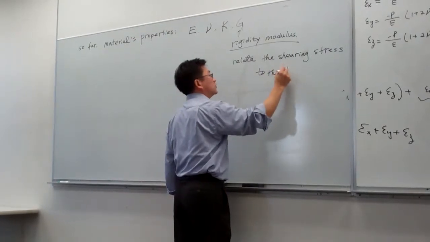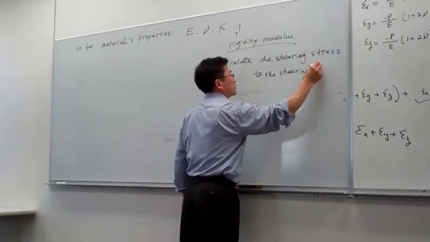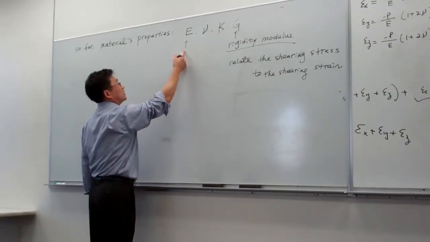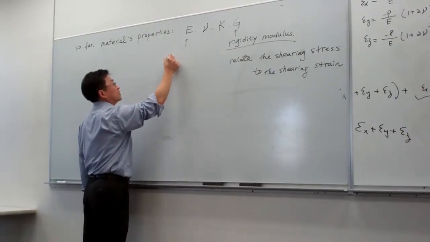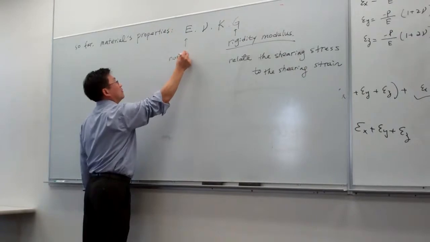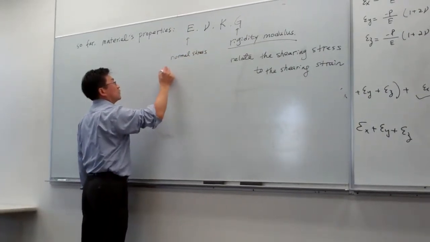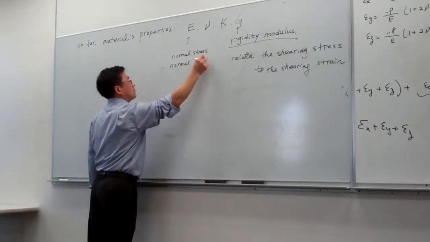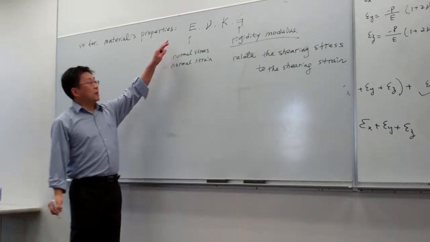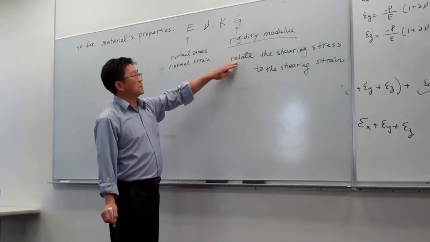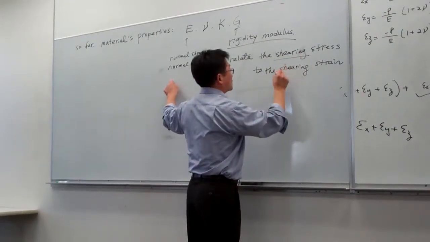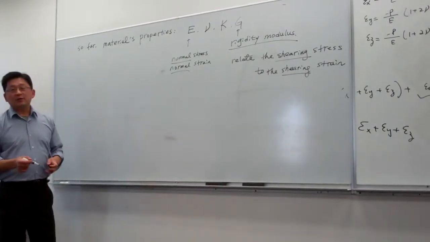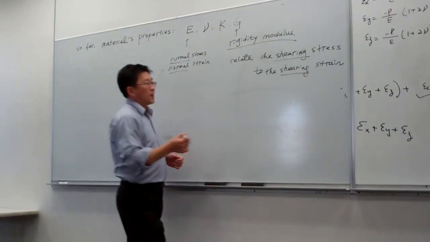To the shearing strength. And compared to this one, this is Young's modulus. This is about the normal stress and related to the normal strain. Okay, so that is a little bit different, and rigidity modulus is for shearing, compared to E, that is for normal. And before we define the G, which is very straightforward, I need to define what is a shearing strain.